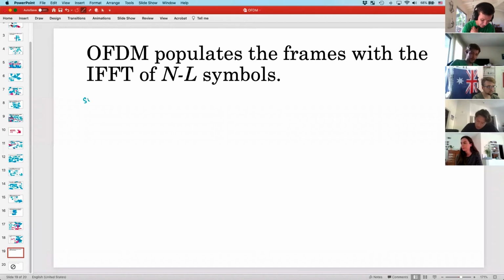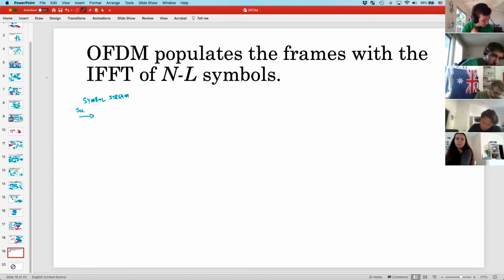So let's say we've got a symbol stream, S sub k or S sub n, whatever you like. This also means that these symbols have to be digitally modulated first, right? So what has to happen upstream? Well, upstream we have to do something like BPSK or QPSK or 16-QAM to map our bits to our symbols. I'm just picking it up after we've done that modulation.